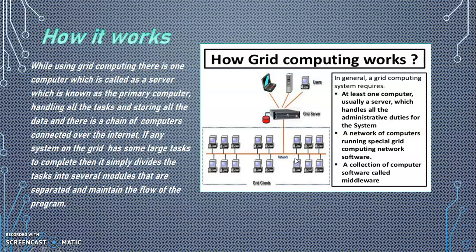If any system on the grid has a large task to complete, then it simply divides the task into several modules that are separated and maintain the flow of the program. In general, a grid computing system requires at least one computer, usually a server, which handles all the administrative duties for the system, a network of computers running special grid computing network software, and a collection of computer software which is called middleware.